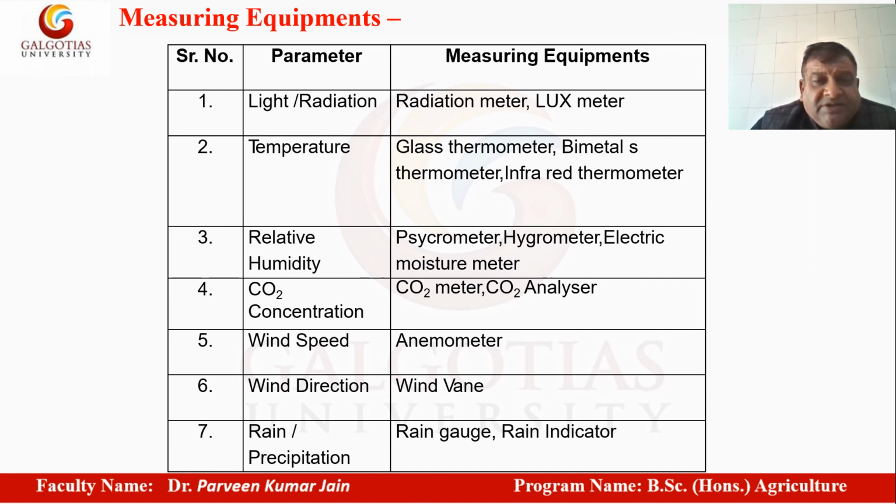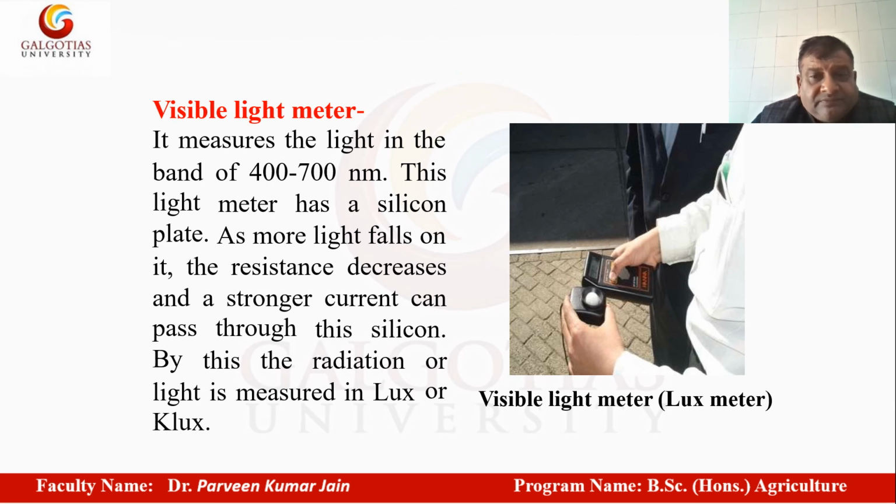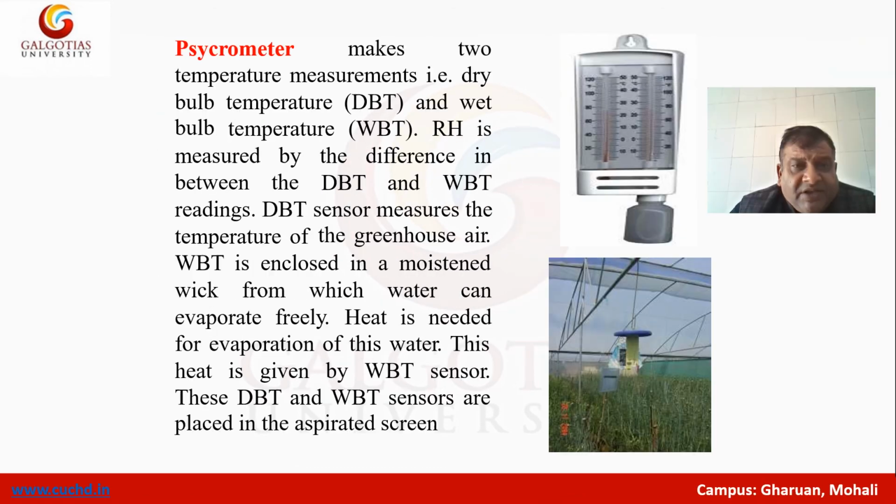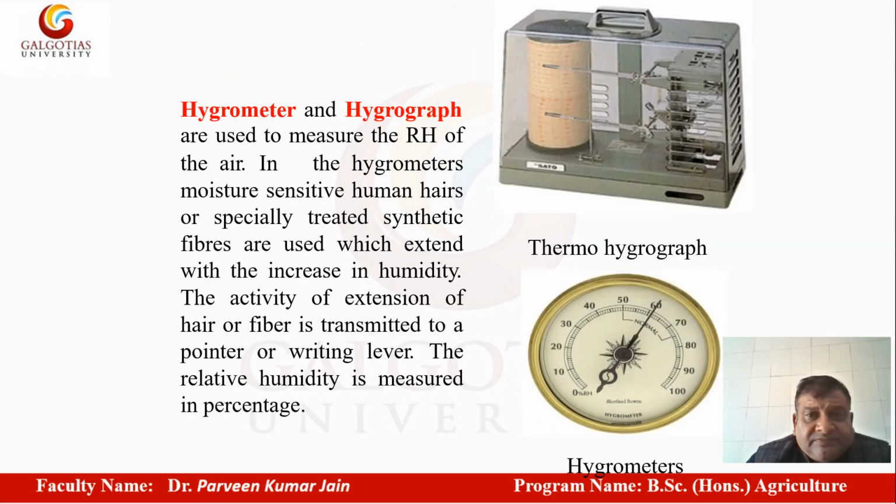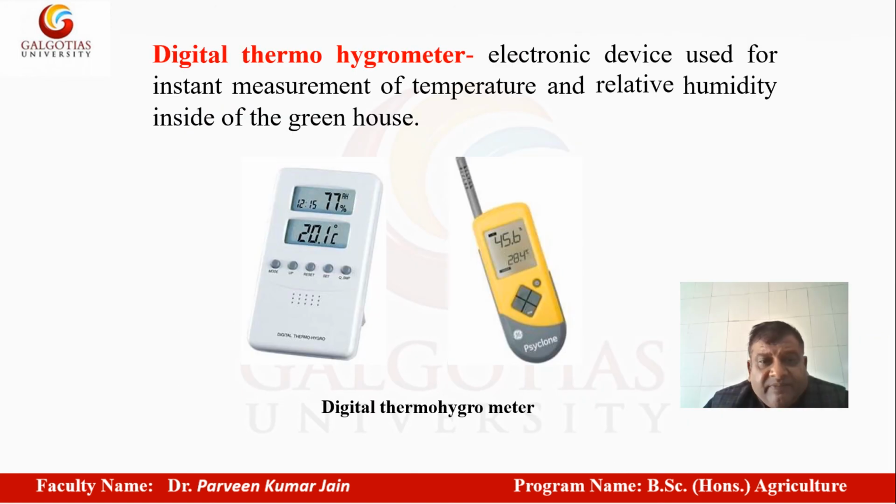These are certain measuring equipments which we use for different types of parameters. This is a visible light meter, with the help of which you can measure the light intensity. A psychrometer is there, with the help of which we can take different temperatures. A hygrometer or hygrograph is there for measuring humidity.